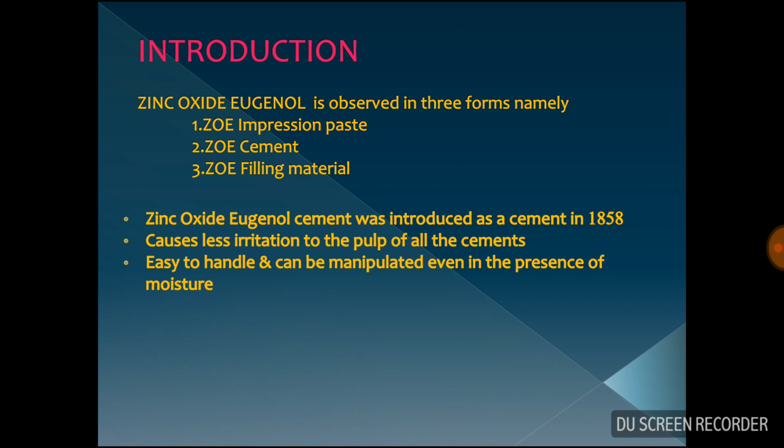To give you an outline of the topic, zinc oxide eugenol is observed in three forms, namely zinc oxide eugenol impression paste, zinc oxide eugenol cement, and zinc oxide eugenol filling material. But now we will deal only with zinc oxide eugenol cement. It was introduced as a cement in 1858. The major advantage of this is that it causes less irritation to the pulp of all the cements. It is easy to handle and can be manipulated even in the presence of moisture.